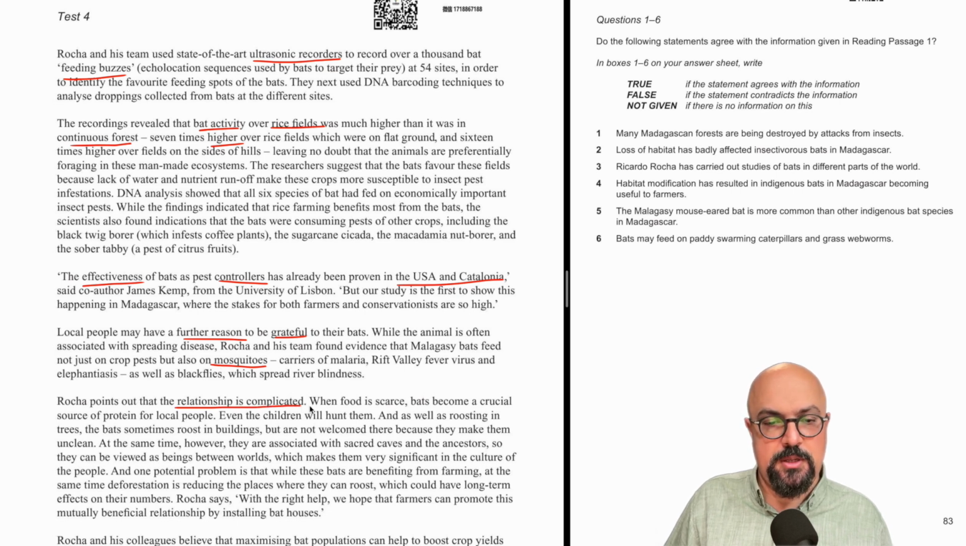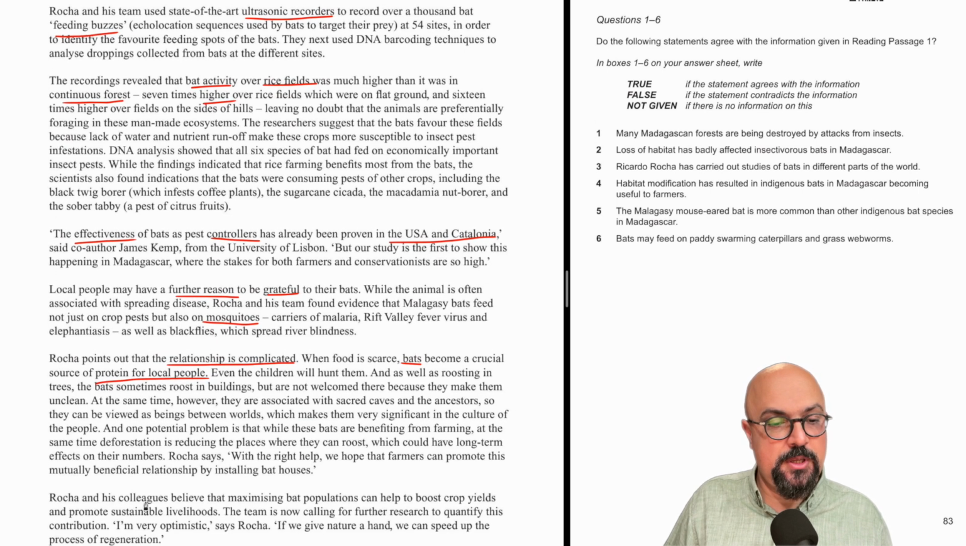The relationship is complicated. When food is scarce, bats become a crucial source of protein for local people. Oh, interesting. So bats are also a source of protein for the local people. They eat them. Rocha and his colleagues believe that maximizing bat populations can help to boost crop yields. Okay, so it's helpful to maximize their populations.